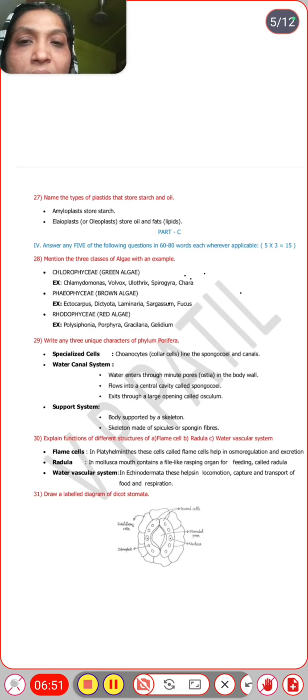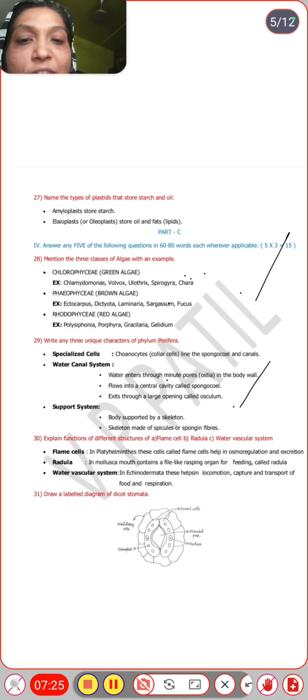Okay, 29. Write any 3 unique characters of phylum Porifera. Specialized cells, choanocytes, lined spongocoel and canals. Water canal system, water enters through the minute pores that we call ostia in the body wall, flows into the central cavity that is called spongocoel, exits through the large opening that we call the osculum. Support system, body supported by skeleton made up of spicules and spongin fibers.